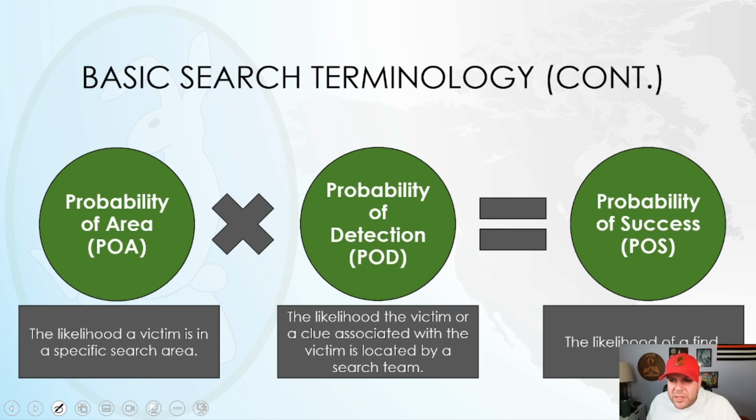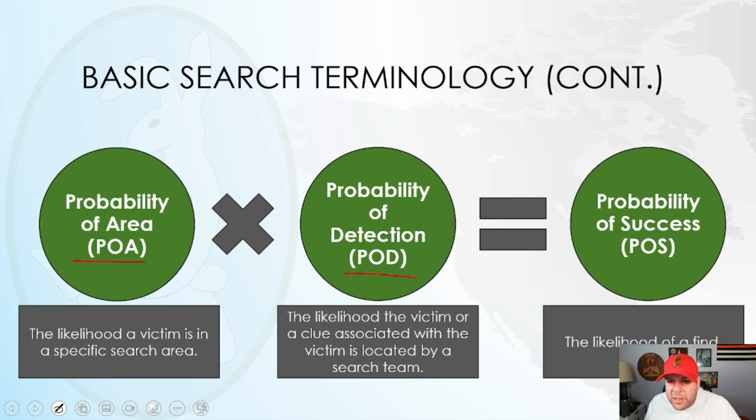Probability of success is part of a formula that determines the likelihood of a find, and it's predicated on two things: your probability of area and your probability of detection. We talked a little bit about probability of detection in the last module, and we're going to expand on that quite a bit in this module as well.